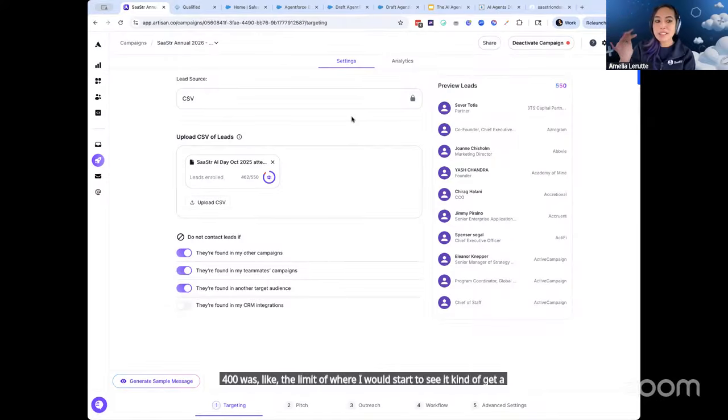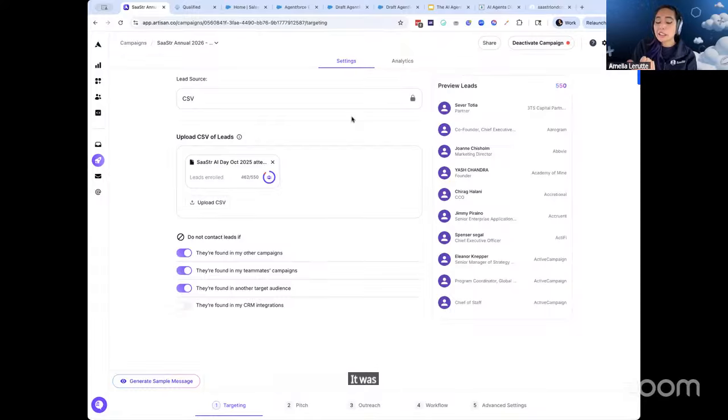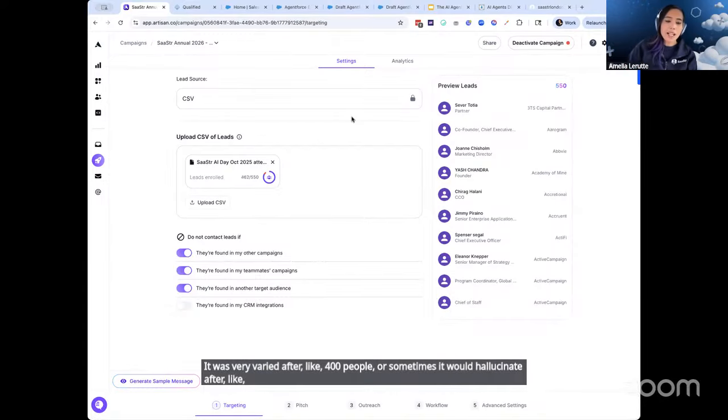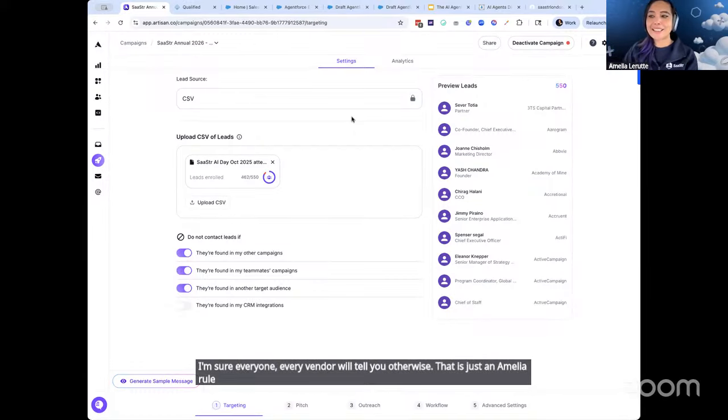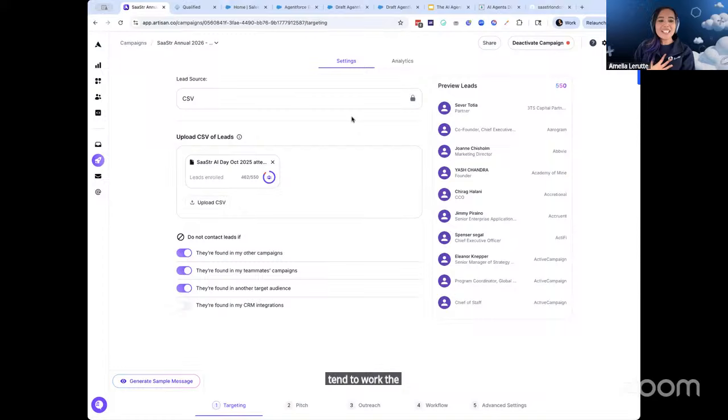The output started getting very varied after like 400 people, or sometimes it would hallucinate after 400 people. So I used to keep it tailored down. Now it can safely do about 1,000. So I try not to go over 1,000. I'm sure every vendor will tell you otherwise. That is just an Amelia rule that I see tend to work the best.